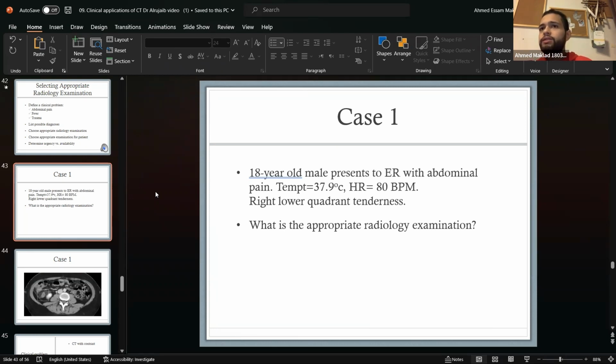I would get a CT scan for this patient. The patient is a male, right? So he's not going to be pregnant, and he is clinically stable. The only thing he's complaining of is right lower quadrant tenderness. So what you would think of is appendicitis, right? And if you think of appendicitis, exactly, the number one imaging modality for appendicitis is a CT, probably with contrast. For appendicitis, you would get it with contrast.